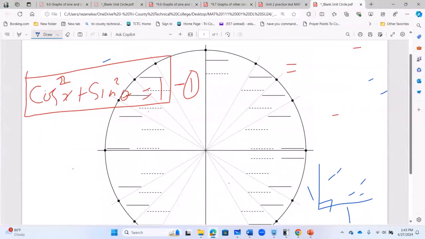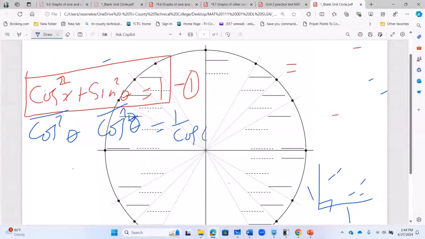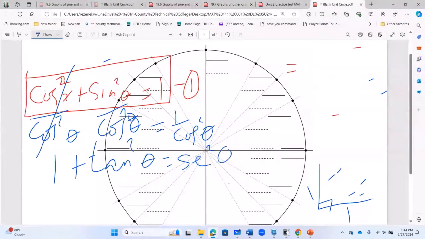Suppose I decide to divide all through by cosine squared theta. So I divide this by cosine squared theta, divide by cosine squared theta, divide 1 by cosine squared theta. What do I have? This cancels. Sine squared theta over cosine squared theta, I have 1 here, plus tan squared theta. 1 over cosine squared theta is sec squared theta. So this is another identity.